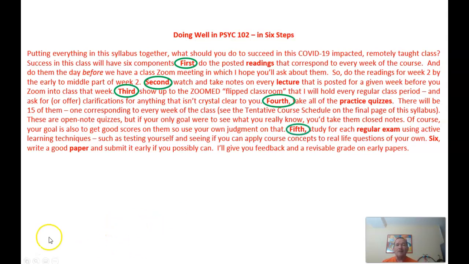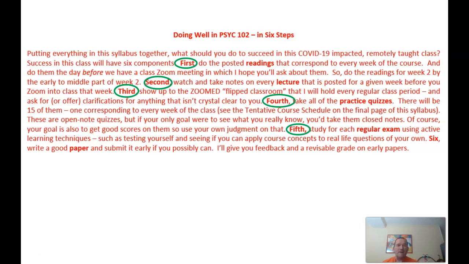Number 5, probably the most important in terms of just how much of the course it is. We will have 4 regular exams, one about every 3 or 4 weeks. One's coming up in less than a month. And if you study for those regular exams using active learning techniques, having taken the practice quizzes, having taken careful notes on the lectures, having done the readings, I hope you'll do well on all of them.